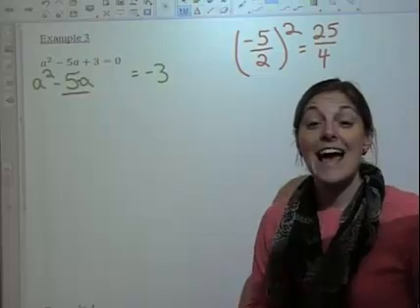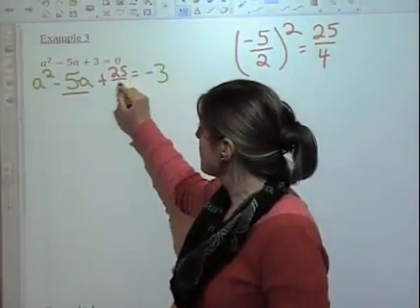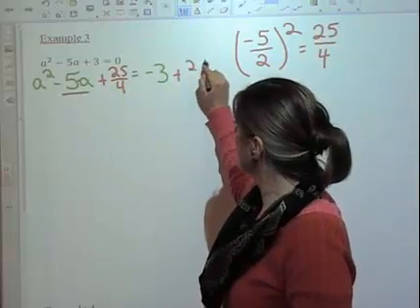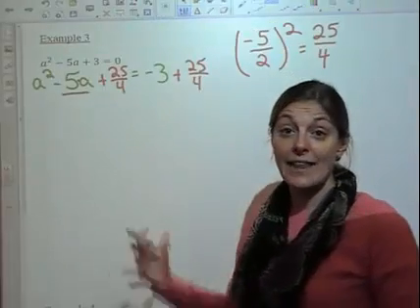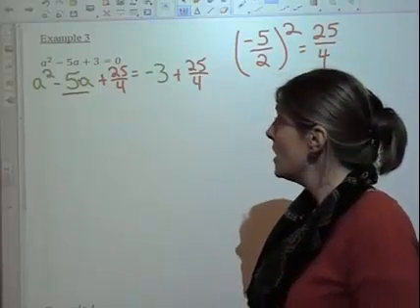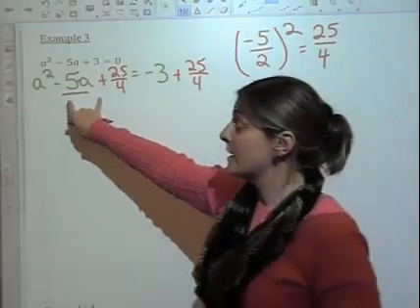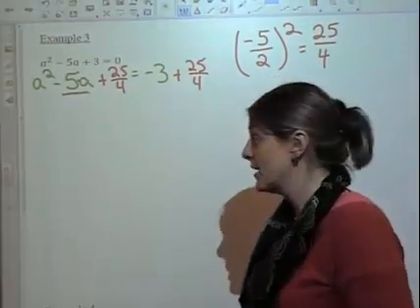And so now we're going to add that to both sides. So plus 25 fourths, plus 25 fourths. Because if we add that to both sides, we're not changing the value of the equation. Okay, so now we can go ahead and factor this side because it's now a perfect square trinomial.